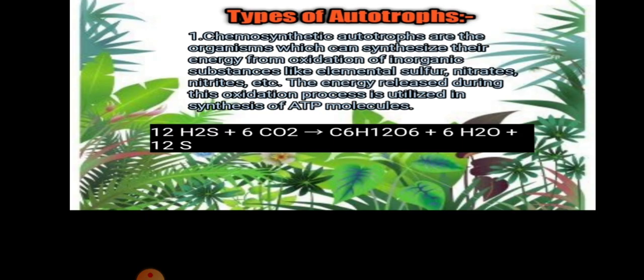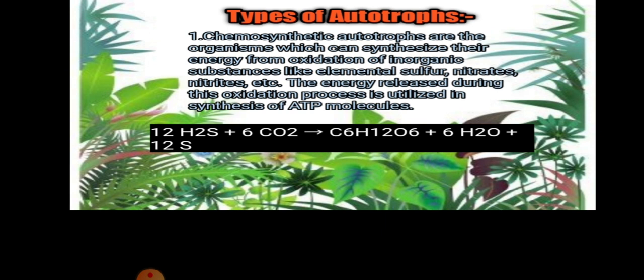Types of autotrophs. So basically, we would see over here that there are two types of autotrophs. They are categorized as chemosynthetic autotrophs and photosynthetic autotrophs. Chemosynthetic, as the name suggests, they are capable of synthesizing their energy from oxidation of inorganic substances like elemental sulfur, nitrates, nitrites, etc. The energy released during this oxidation process is then utilized for synthesis of ATP, which is the energy currency of the cell, which is responsible for carrying out various metabolic activities that are happening within a cell.